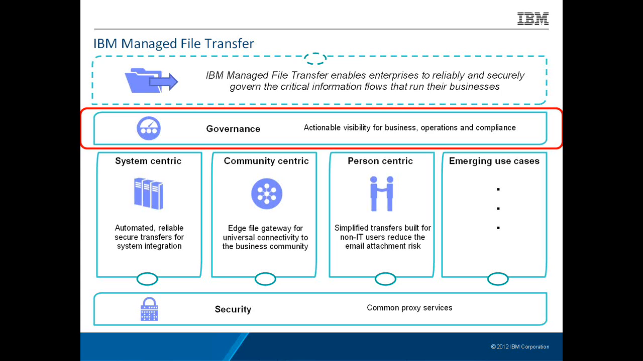So we just saw the various types of data movements: system-centric, community-centric, and person-centric. We'll now cover the additional capabilities offered in managed file transfer in terms of governance and security. When we talk about governance, what we normally see is: how do I gain visibility if I have FTP servers, various Connect Direct instances, and various Sterling Integrator instances.